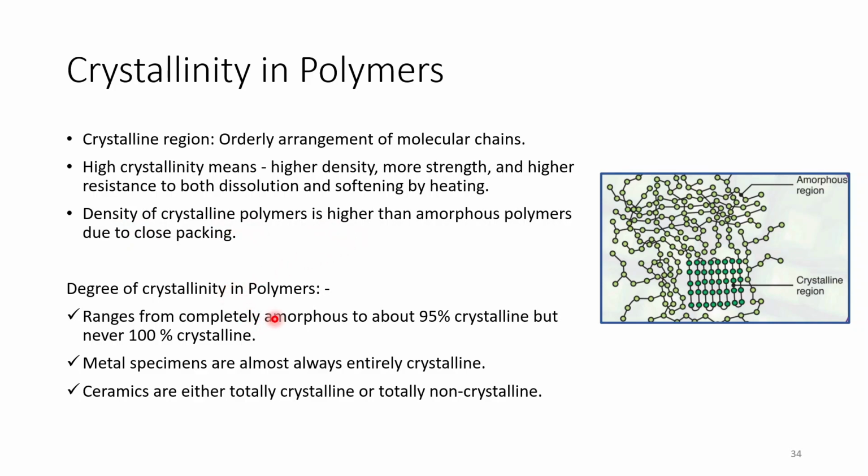And the degree of crystallinity in polymers ranges from completely amorphous to about 95% crystalline, but it is never 100%. The metal specimens are always entirely crystalline, and ceramics can be either totally crystalline or totally non-crystalline. So this is your amorphous state. Your crystalline region is always surrounded by some amorphous regions as well. So that's why it is always 95%, never 100%.